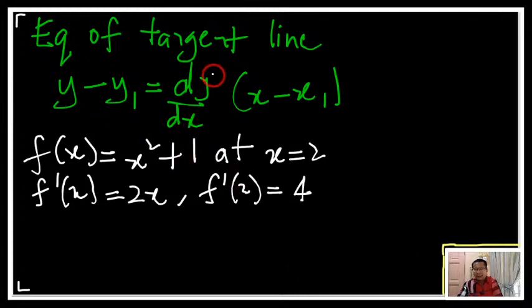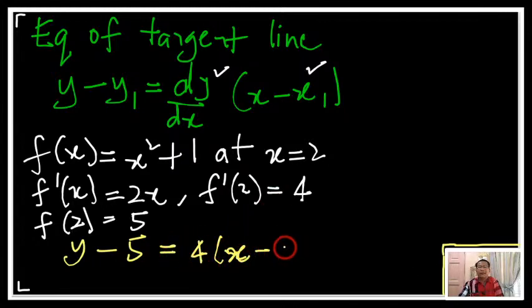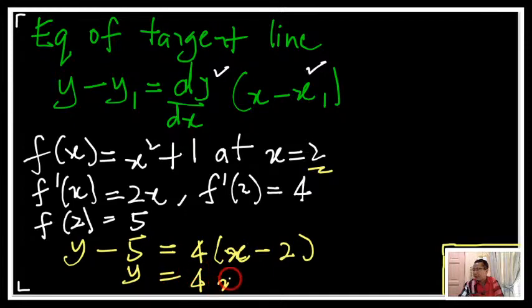Okay, so you already have this one. You need to find this one, f(2). f(2) is equal to, substitute into here, 2 squared plus 1 is equal to 5. So the equation is y minus 5 equal to 4 times (x minus 2). So you can rewrite this, you get y equal to 4x minus 3.